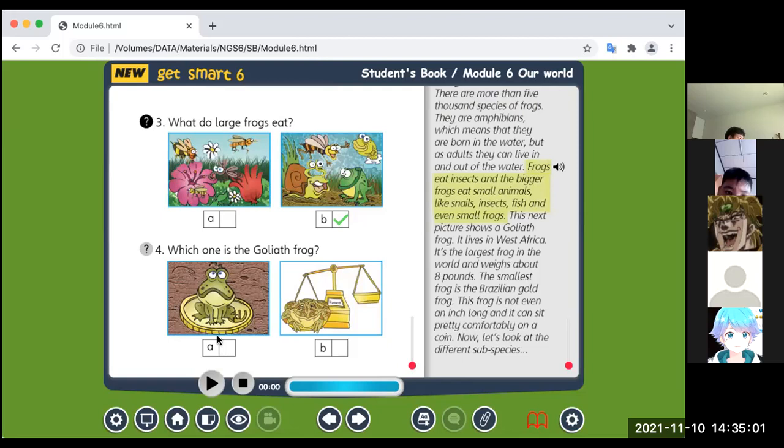Actually, this is a Brazilian gold frog. But the Goliath frog weighs about 8 pounds. The Goliath frog is the largest frog in the world and weighs about 8 pounds, so it's very heavy. Okay, Goliath frog, B. It's the largest frog in the world and weighs about 8 pounds. Good. Let's move to the next one.